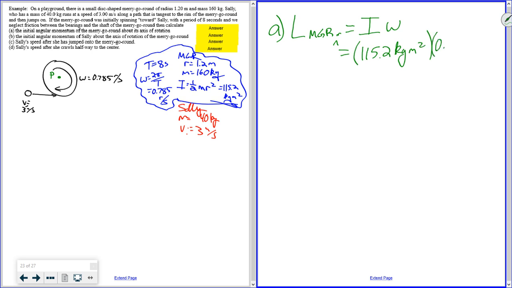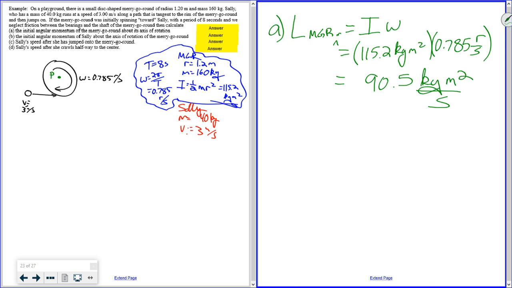That's 0.785 radians per second. So multiply that out and you get 90.5 kilogram meters squared per second. Please notice units for angular momentum are not the same as units for linear momentum, any more than units for torque are the same as units for force.